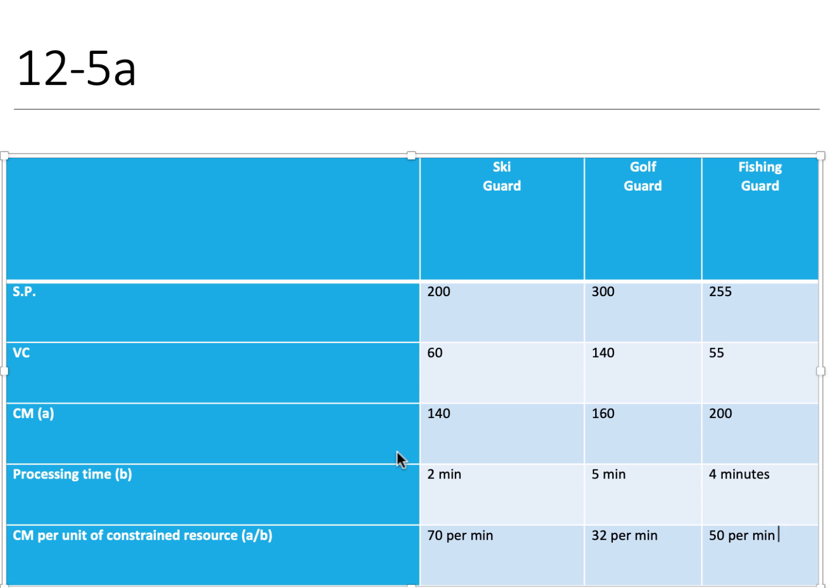That is the most profitable use of the constrained resource. Okay, however, in this case, we're dealing with the constrained resource as the machine time, right? The contribution margin per minute is $70 for the product, and that's the largest out of Golf Guards and Fishing Guards.